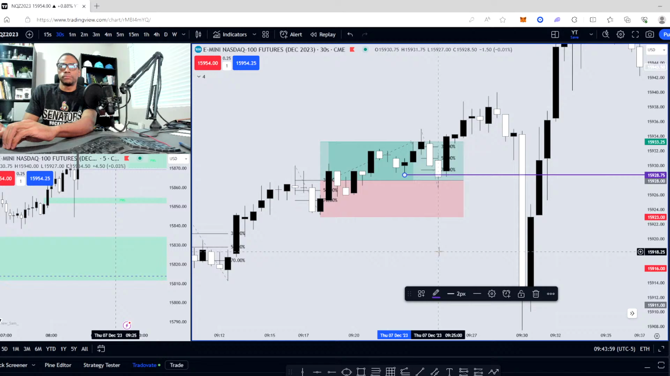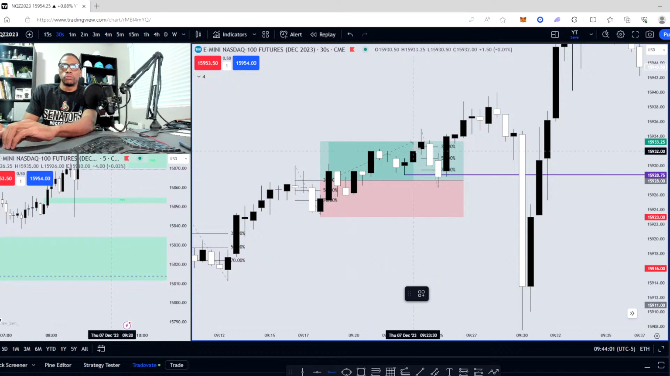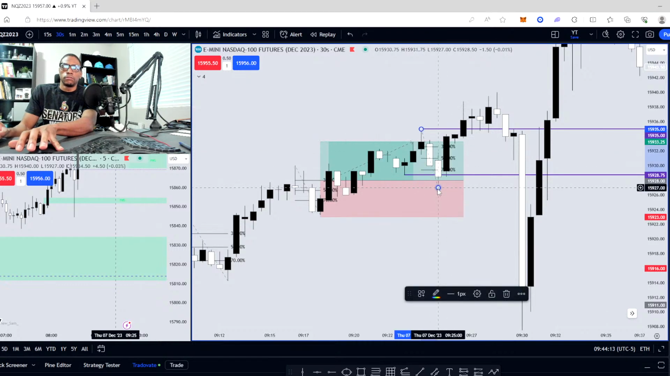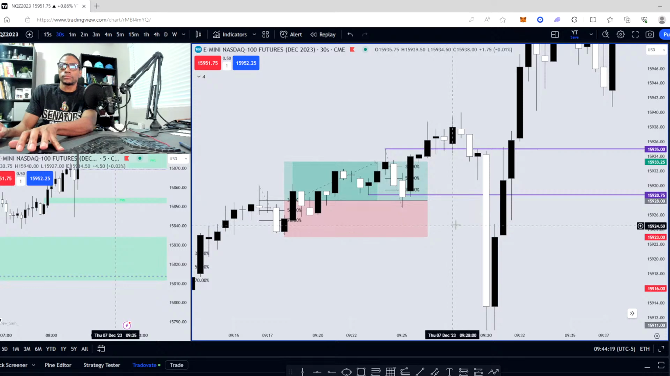We had a low swept. Then we look for a new high. Get a new high made here. This candle here made a new high. We drew a Fibonacci from this low to this high as being our manipulation zone. And then you wait for price to retrace into 30%, which it did.